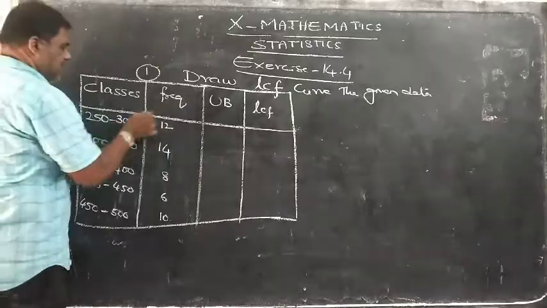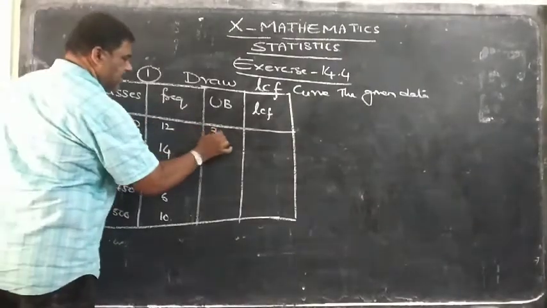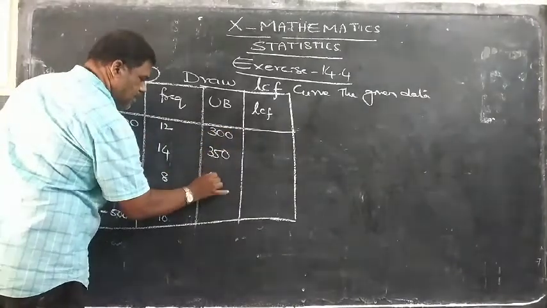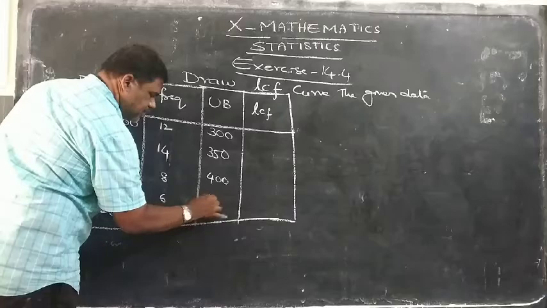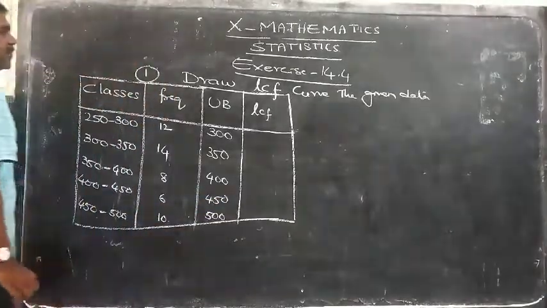For exclusive classes, upper limits will become upper boundaries. So 300, this is 350, 400, 450 and it is 500.